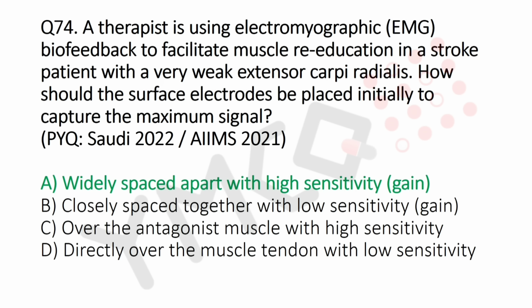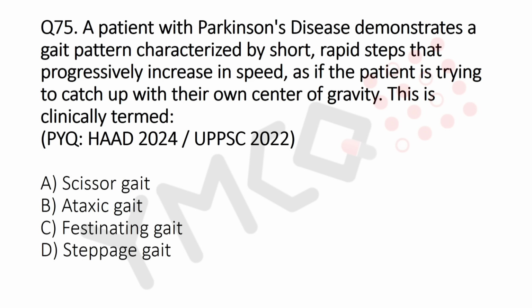Okay. Now let's move to question number 75. A patient with Parkinson's disease demonstrates a gait pattern characterized by short, rapid steps that progressively increase in speed, as if the patient is trying to catch up with their own center of gravity. This is clinically termed option A, scissor gait. Option B, ataxic gait. Option C, festinating gait. Option D, steppage gait.